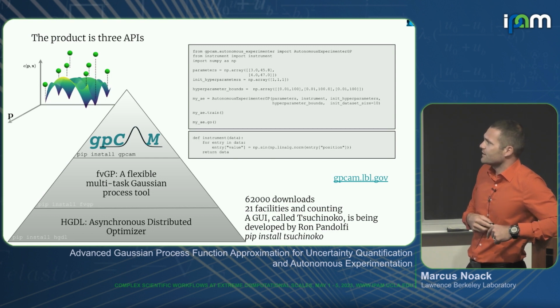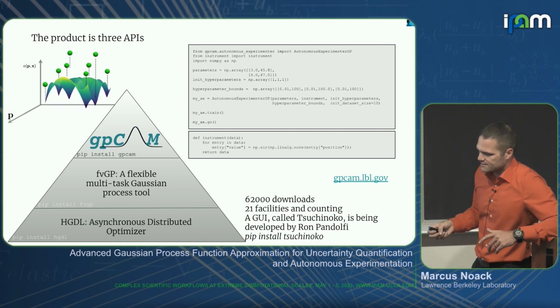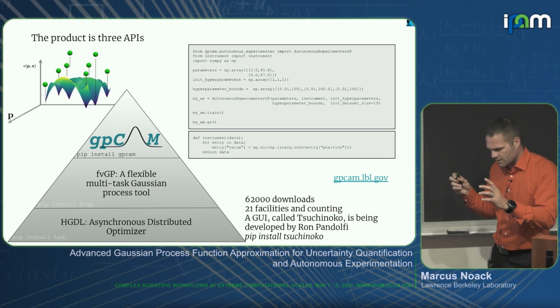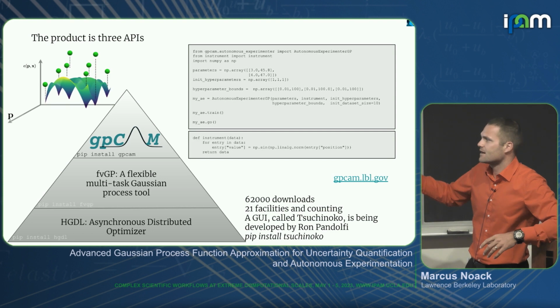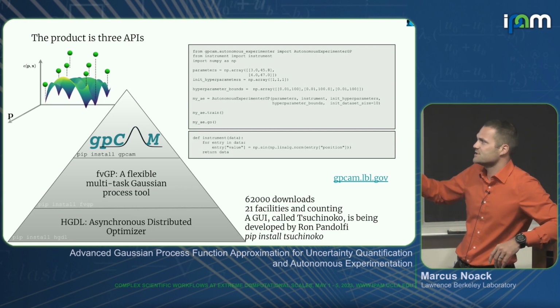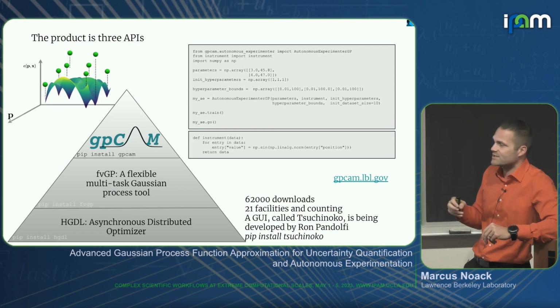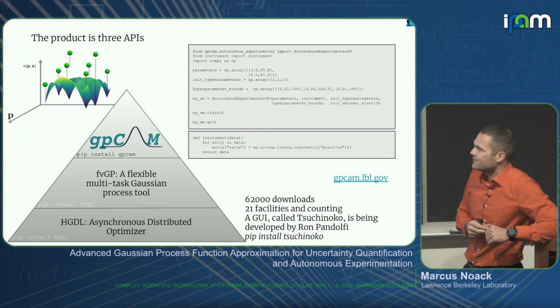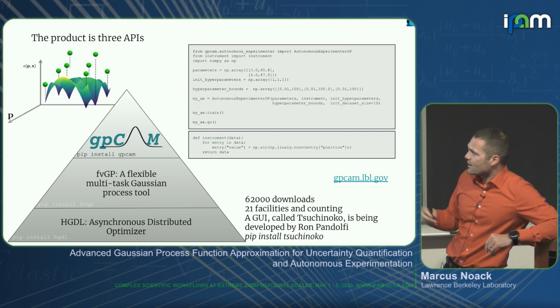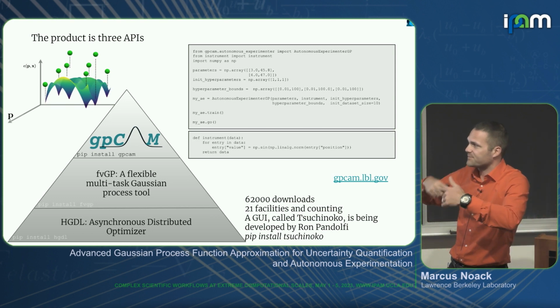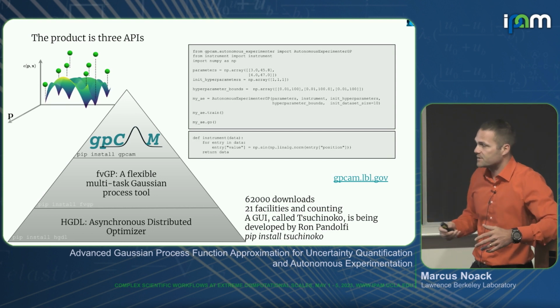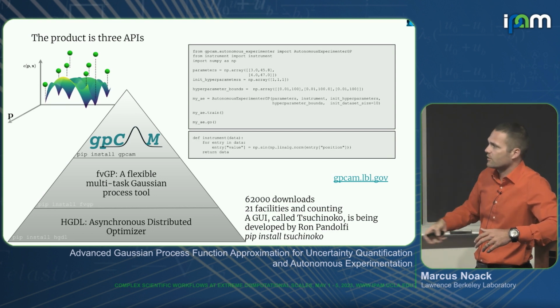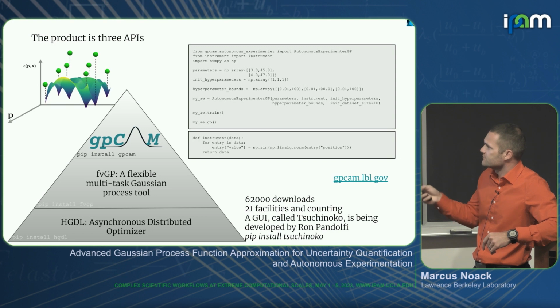And last but not least, there is a software for all of this. This is how I do all my testing. There's 3 softwares actually. HDDL is the optimizer. FVGP is this Gaussian process engine. FVGP stands for function valued. So it's basically a multitask or extension of a multitask Gaussian process engine. And then we have GPCam, which basically wraps those two to create an autonomous experimentation framework. And GPCam, though, will install all of them for you.